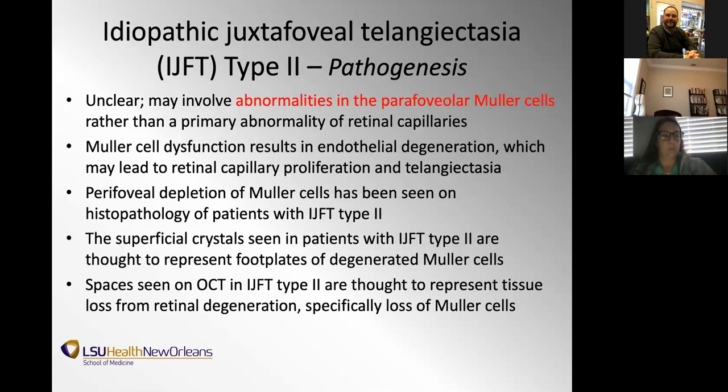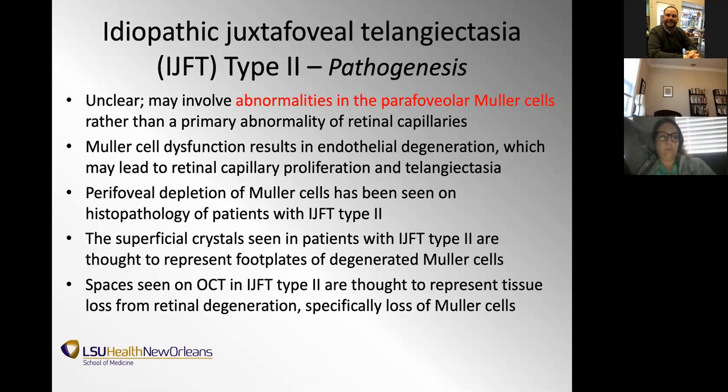What's been suggested is that it's basically a neurodegenerative process rather than a vascular process, and abnormalities in the parafoveal Mueller cells have been depicted as the main pathogenic process involved in this condition. The cystoid spaces seen on OCT actually represent loss from retinal degeneration rather than cystoid macular edema, and that's specifically due to loss of Mueller cells.